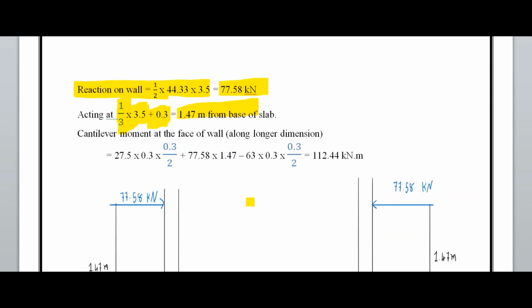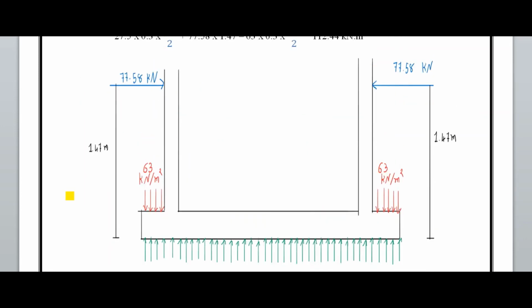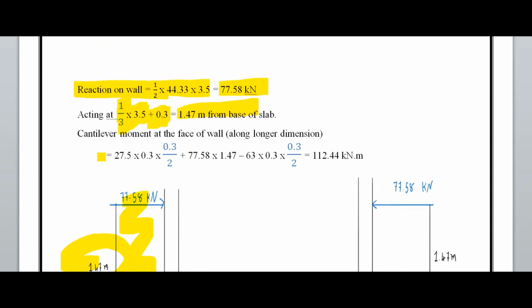Look at the figure. 1/3 of the height, 0.3 plus 3.5, so 1/3 is 1.74 meter. Now we have to calculate the cantilever moment at the face of the wall from this figure.